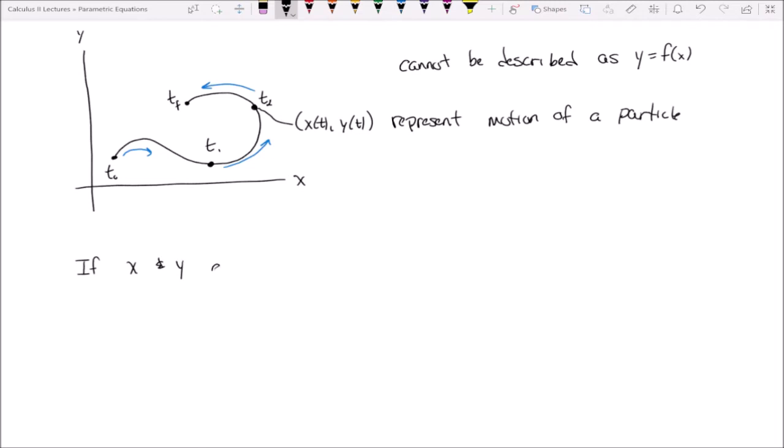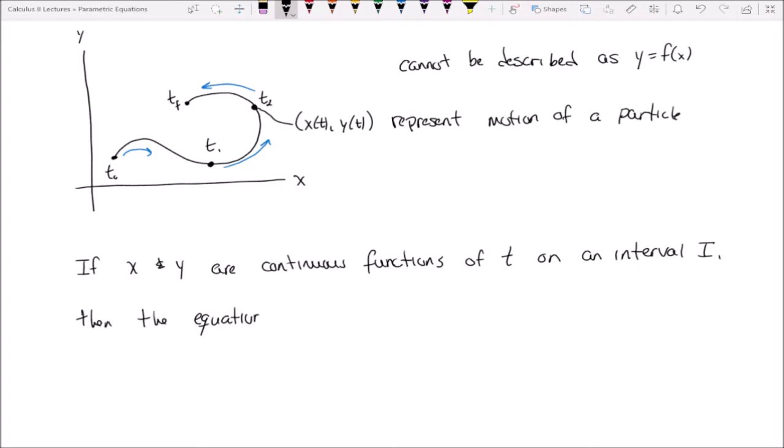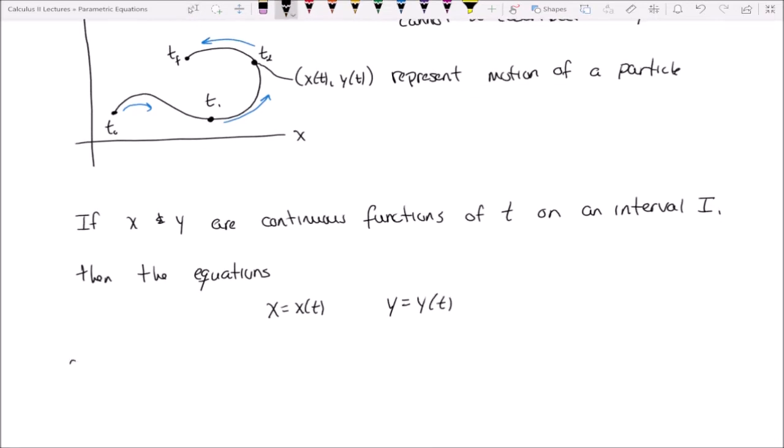So if x and y are continuous functions of t on an interval I, then the equations x equals x of t, y equals y of t are called parametric equations. And t is called the parameter.